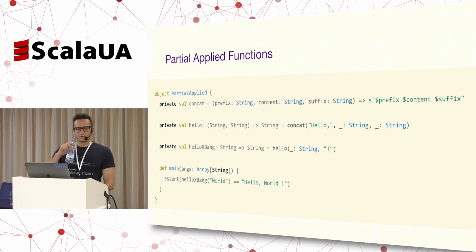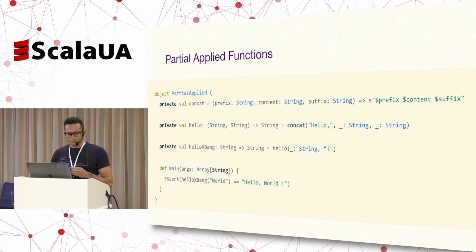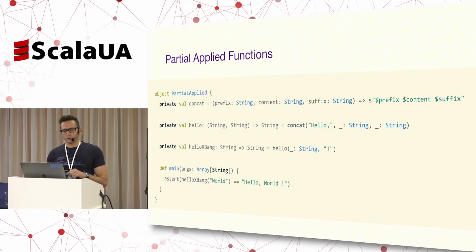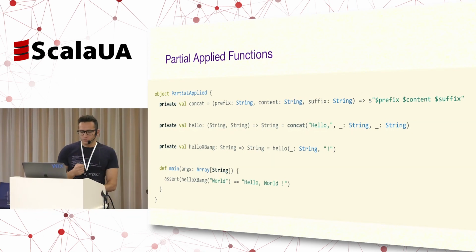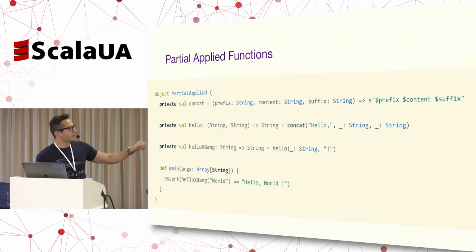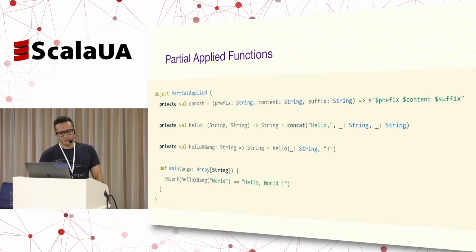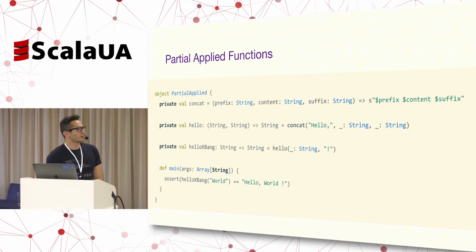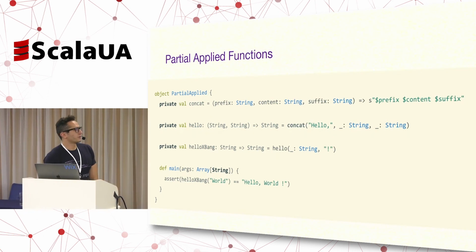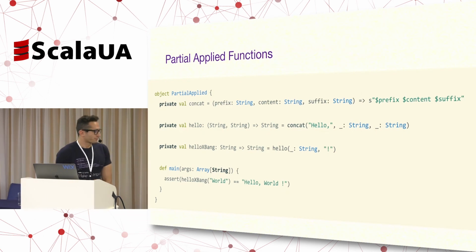So, partially applied functions. In Scala, it's possible to create new functions by passing fewer parameters to existing functions. So if you call concat with one parameter and two placeholders, you get the hello function, which is a string to string. If we do the same with hello and place another placeholder and a value, we will get a function helloXBang, whose signature is only from a string to a string.